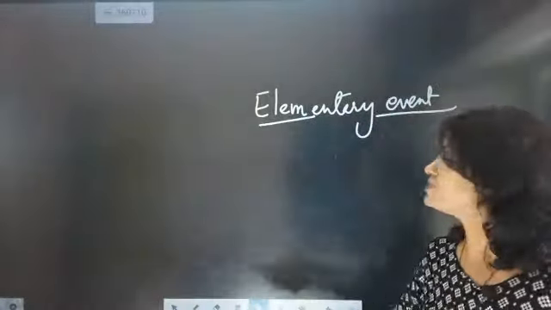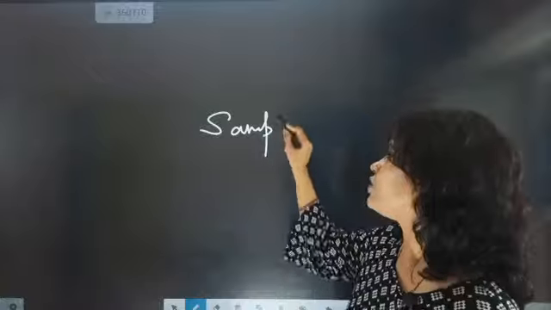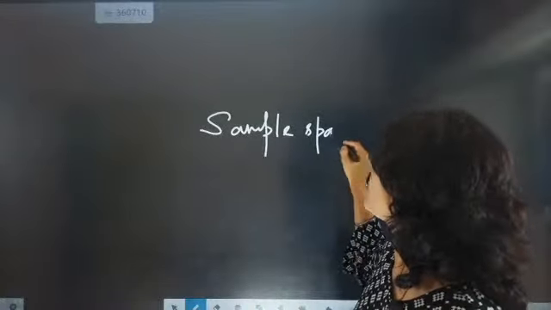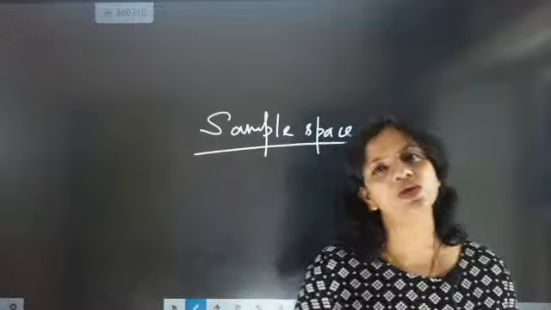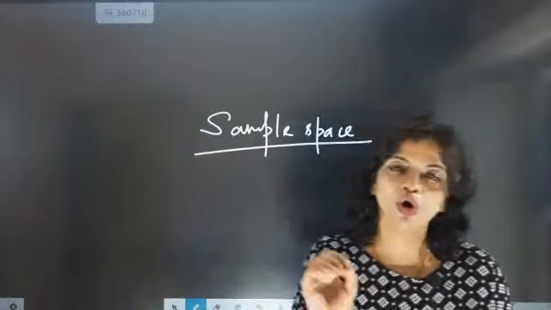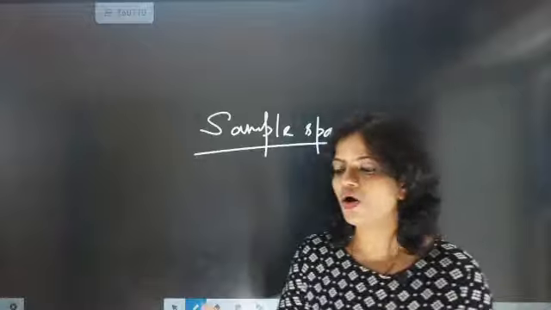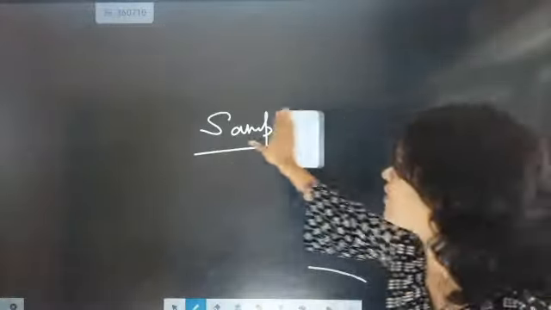Now next comes the sample space. So what exactly is a sample space? Sample space is a very important part of probability. Without sample space, we cannot think about probability. Sample space is a set of total outcomes, all possible outcomes. Now I am giving one question to you. After that, you will be able to tell me the answers.